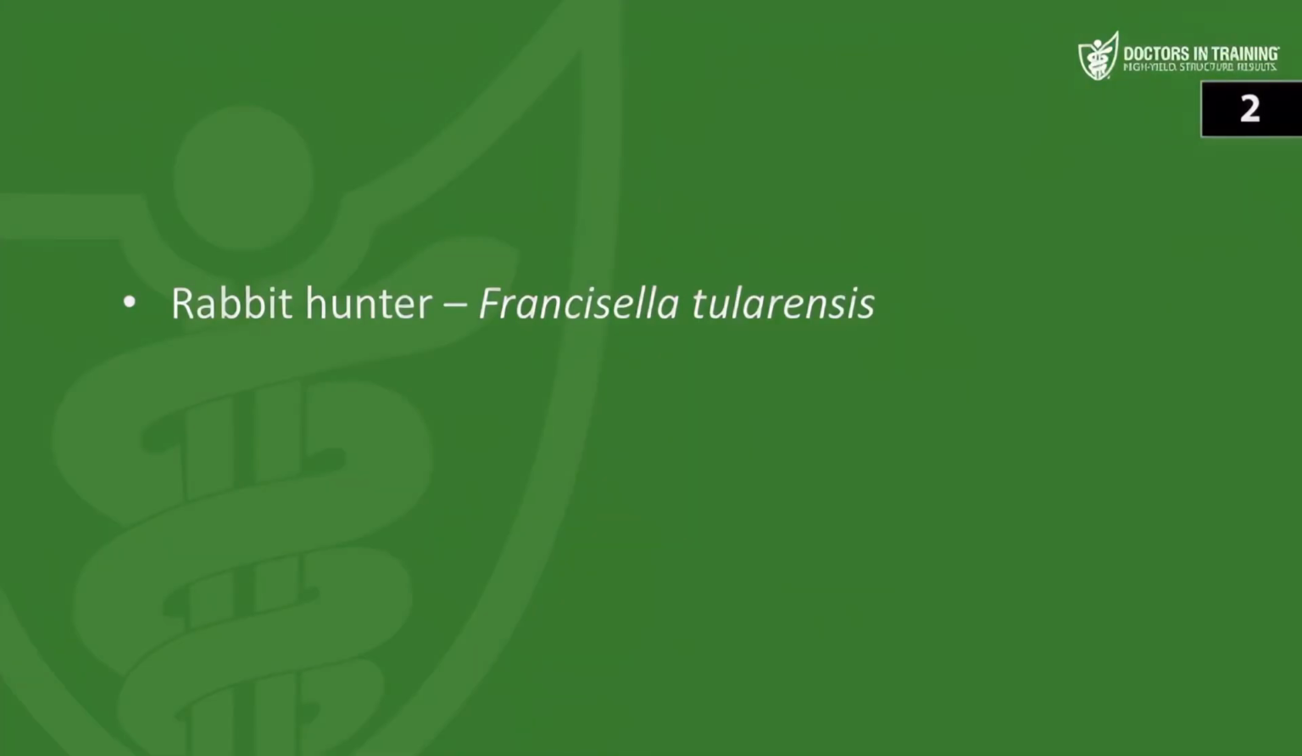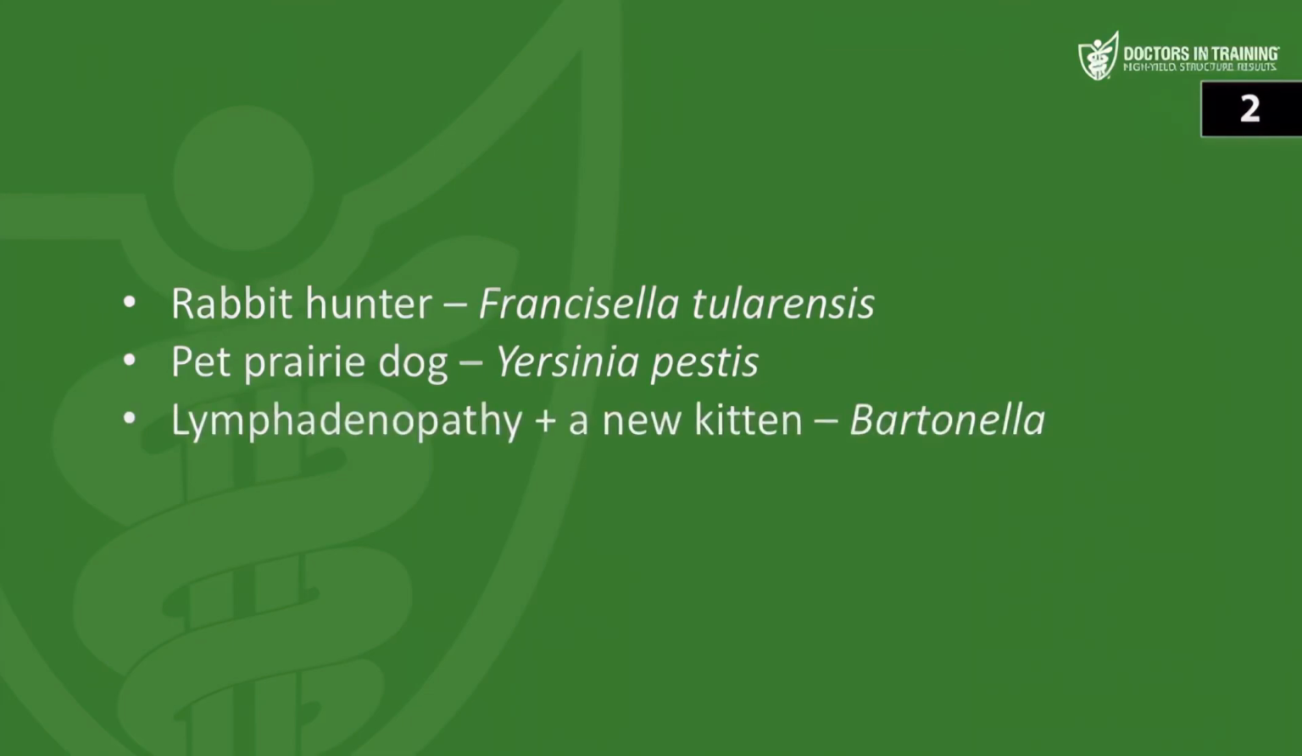Next question, what organism is associated with each of the following clues? First one is rabbit hunter. That's going to be Francisella tularensis, so if you see rabbits on a test, think of tularemia. Pet prairie dog is going to be Yersinia pestis. I'm not sure how many people have pet prairie dogs. Lymphadenopathy plus a new kitten, that's going to be Bartonella, so that's cat scratch disease. Dog bite is Pasteurella multocida.